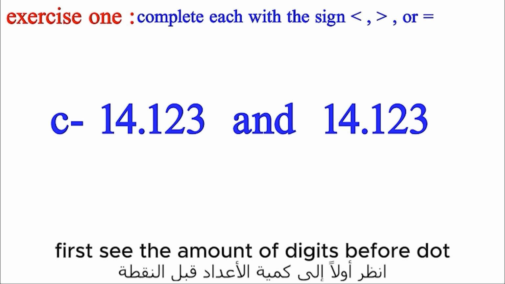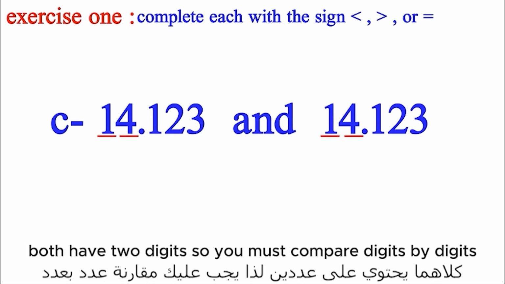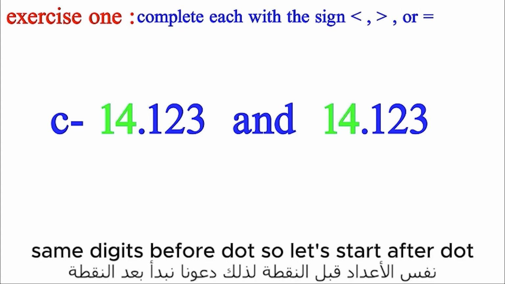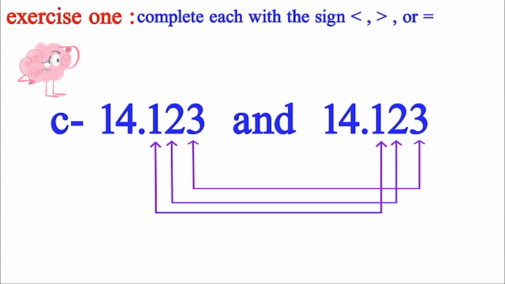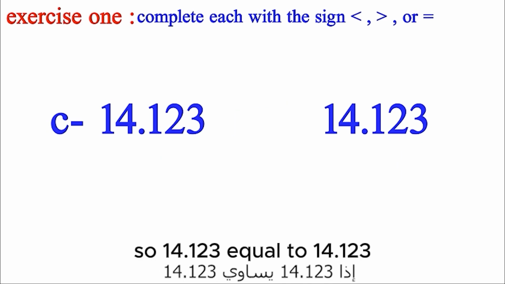First see the amount of digits before dot, because the one which has more digits is the biggest. Both have 2 digits, so you must compare digit by digit. 1, 1, 4, 4. Same digits before dot, so let's start after dot. 1, 1, 2, 2, 3, 3. The digits are over in both, and both have the same digits, so 14.123 is equal to 14.123.